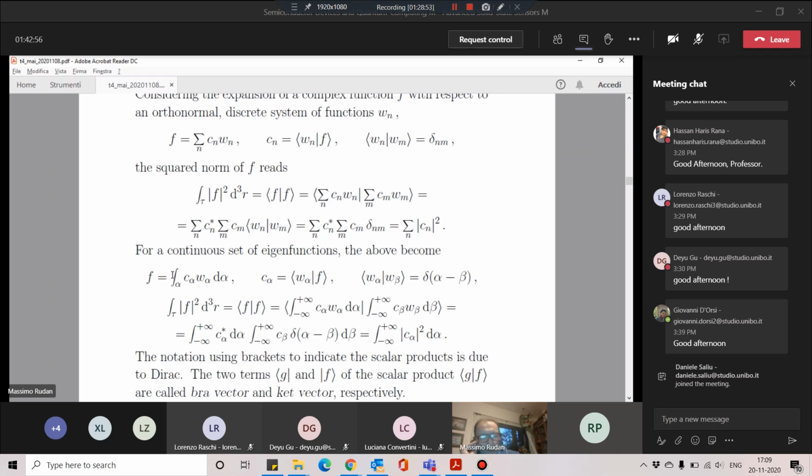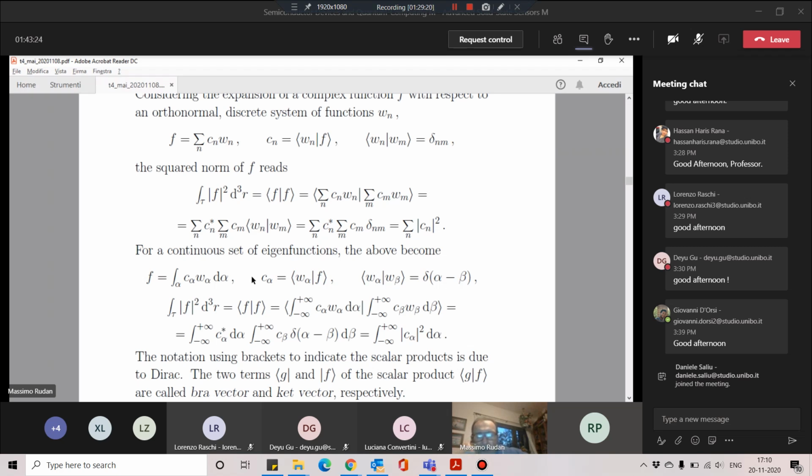So we have the integral of C of alpha, W of alpha over d alpha. The integral is over the domain of the parameter alpha. The projection is just the same as before. C of alpha is the scalar product of W alpha times f.